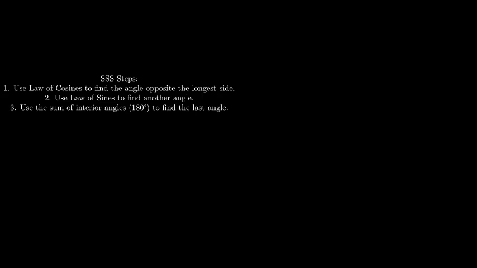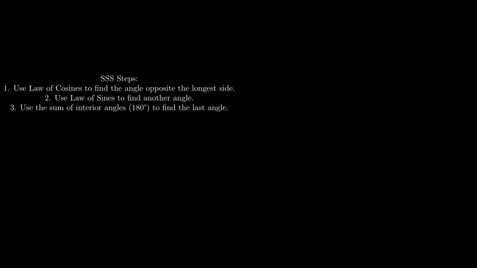Next, let's examine the side-side-side, or SSS, case. This is where we know the lengths of all three sides but none of the angles. The strategy here is slightly different. First, we use the law of cosines to find the angle opposite the longest side. This is important because this angle could be obtuse, and the cosine function handles this perfectly. Second, we use the law of sines to find one of the remaining, necessarily acute, angles. Third, we find the final angle by subtracting the other two from 180 degrees.